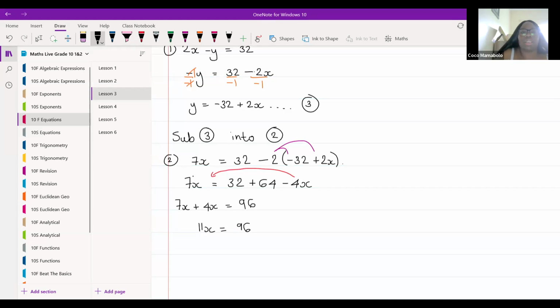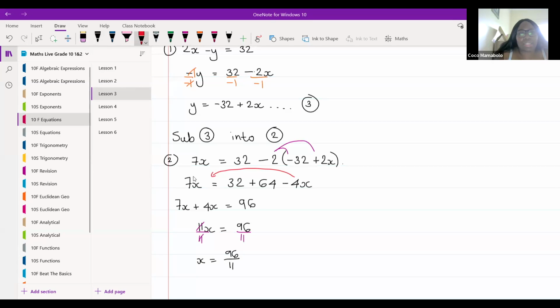Then the last thing I can do is divide both sides by 11. Unfortunately, 11 is a prime number, so I can't divide by anything that would go into both of them, so x is just going to equal 96 over 11. This was an ugly example. That's really ugly. But we're not done, right? Because we still need to solve for y.